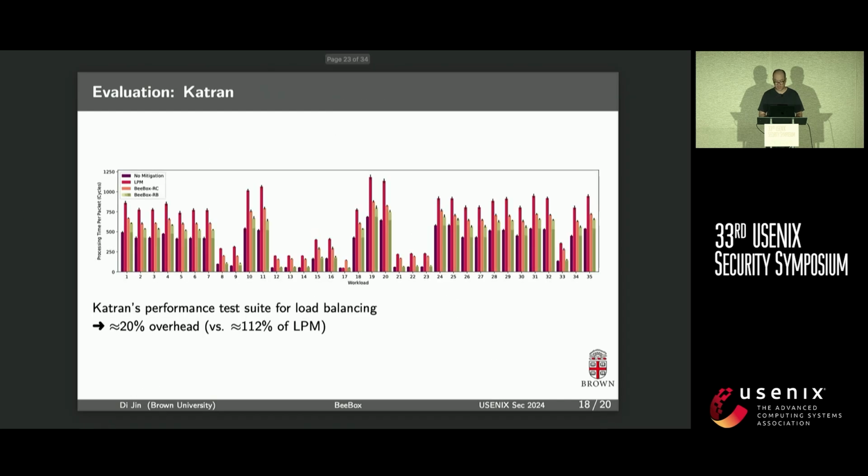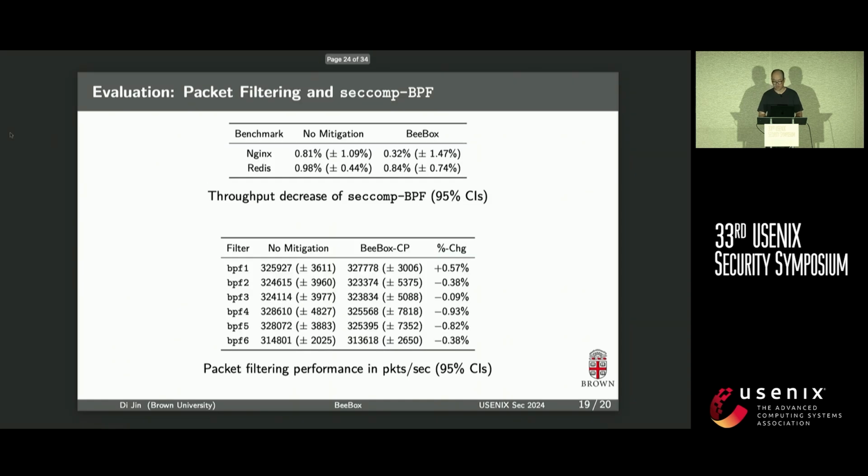We also test Katran's performance using their performance suite. Katran is a load balancer, and each benchmark here represents a different kind of incoming traffic. BeeBox on average incurs 20% overhead, while LPM incurs 112% overhead. We also tested BeeBox with some cBPF workload, and the overhead on average is less than 1%.